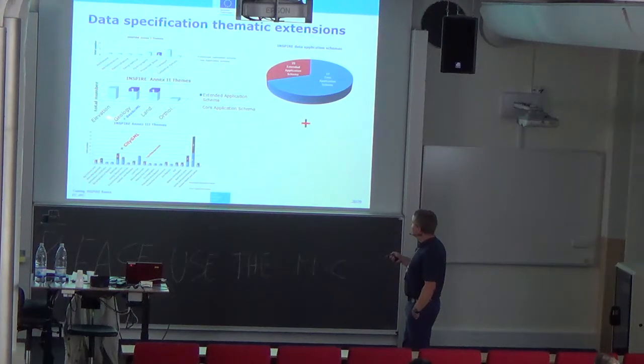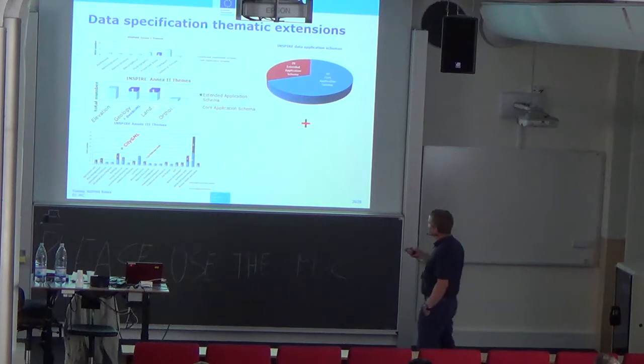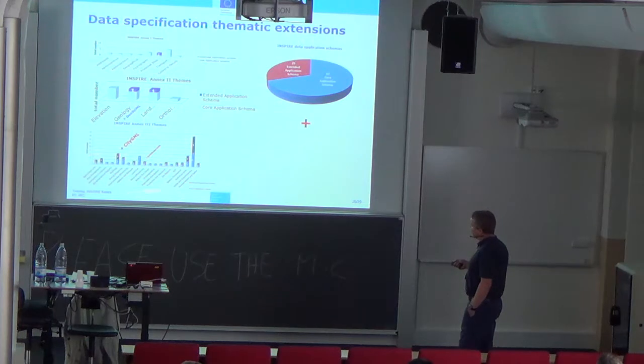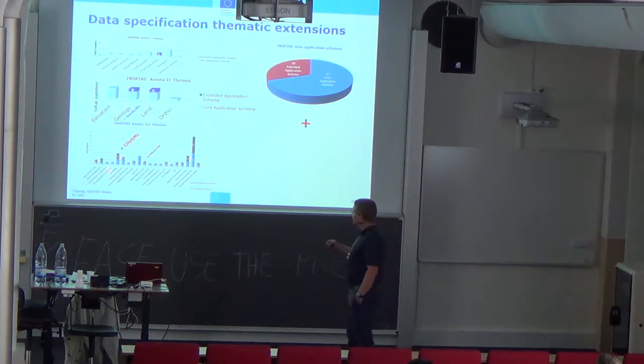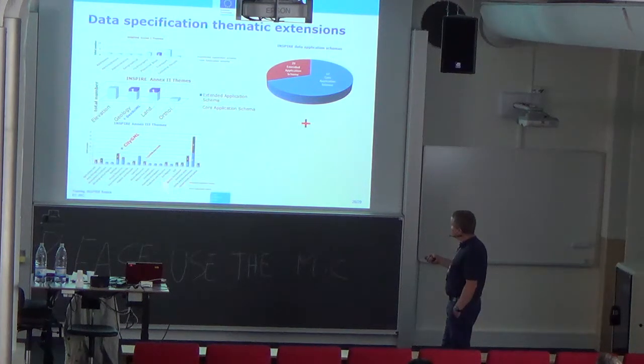In Annex 2, we have for elevation 4 application schemas, Geology 3 plus 1 plus GeoSciML. Here we have orthoimagery with 1 application schema, and in land cover we have 3 core application schemas and 1 extended. In Annex 3 there are some more application schemas. Usually it is only 1, but in some cases, like for example land use, you have 5 application schemas. In buildings you have 3 application schemas plus CityGML. In utility and governmental services you have more application schemas and so on.